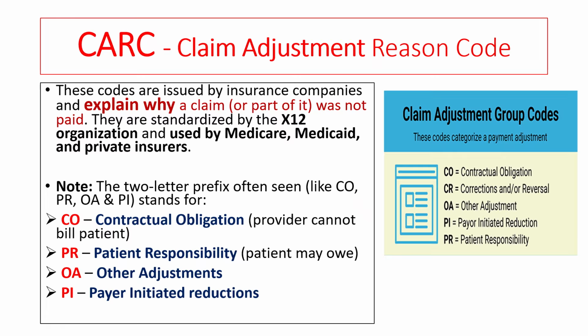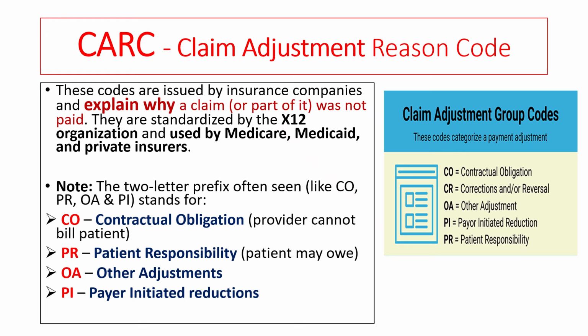But we have to confirm before any claim which is related to the patient. PR is nothing but patient responsibility. For example, PR1, PR2, PR3 are nothing but deductible, co-insurance, co-pays. We can understand that the patient is only liable, or responsible, for this kind of PR codes. And some other code is there, OA.